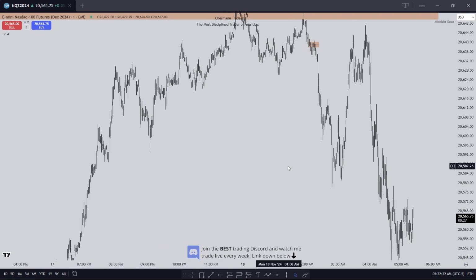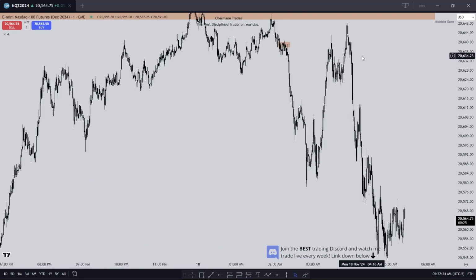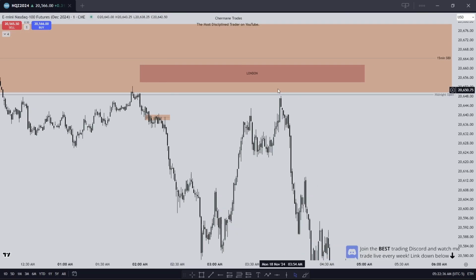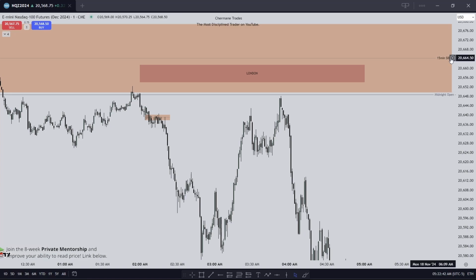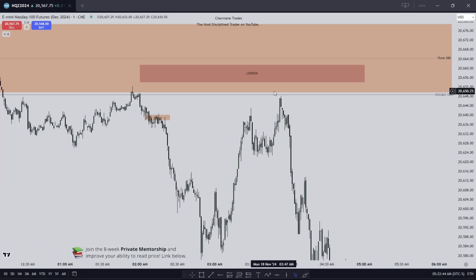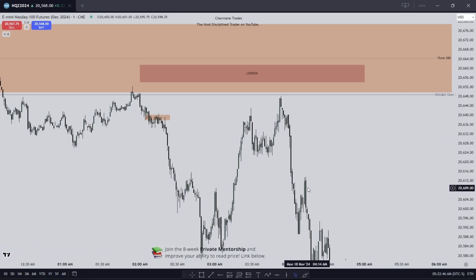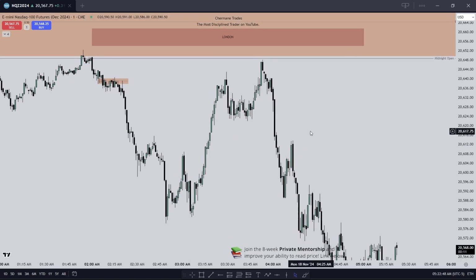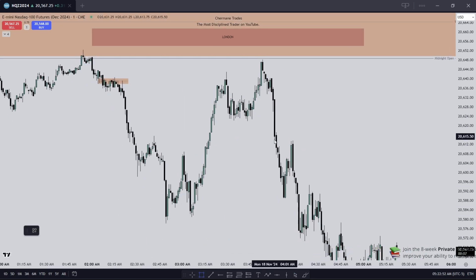We tag all of that, retrace all the way up, and we talked about the failure to take out the high, failure to trade above midnight open, failure to even reach that 15-minute fair value gap. Trades down, comes back up, inefficiency. This fair value gap should act as a breakaway gap. You don't want to see that traded to. So this is beautiful.